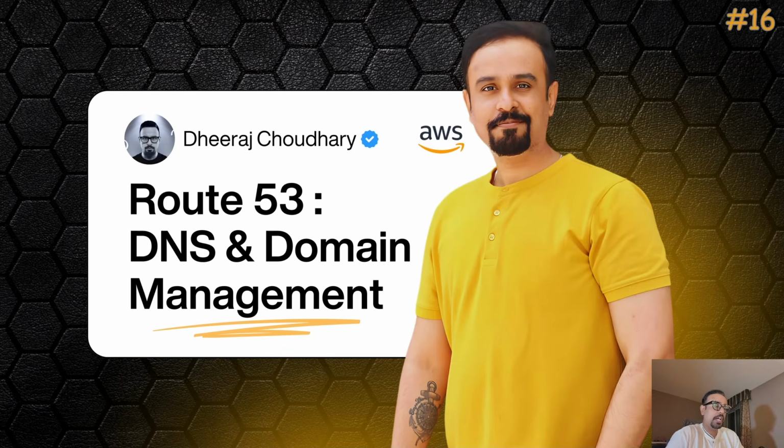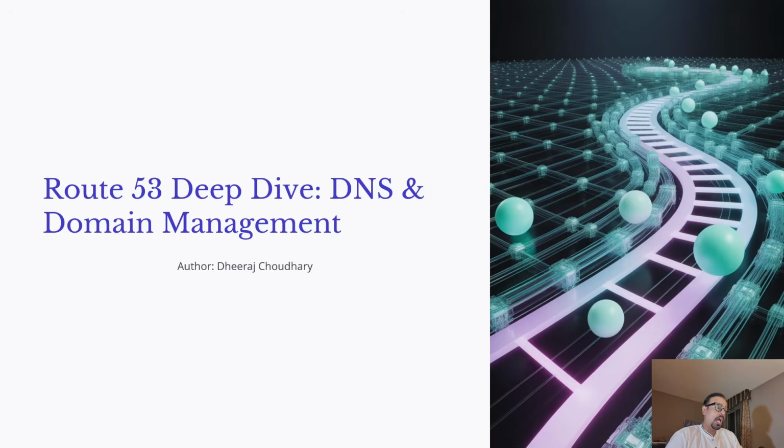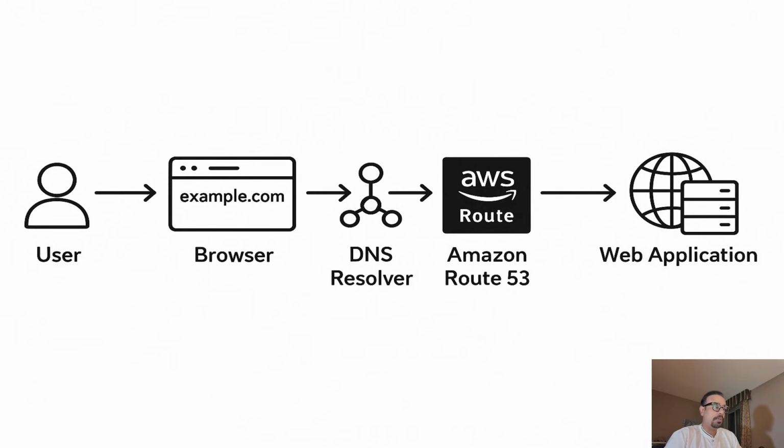My name is Dheeraj and today we will take a deep dive into Amazon Route 53, which is known as AWS Managed DNS and Domain Management Service. Have you ever wondered how domain names translate into IP addresses or how traffic is routed efficiently across the globe? Route 53 is the service that makes it happen in AWS Cloud Computing. So let's understand this with an example.